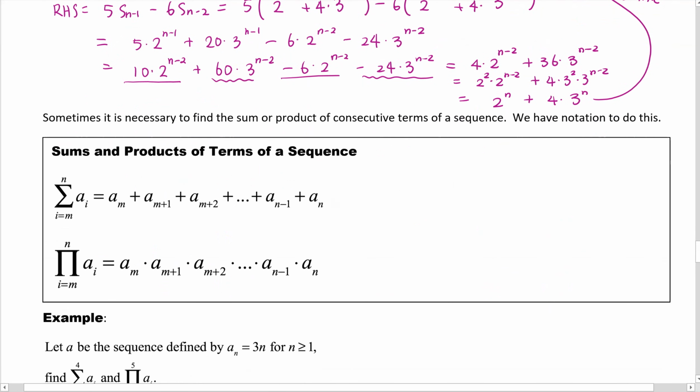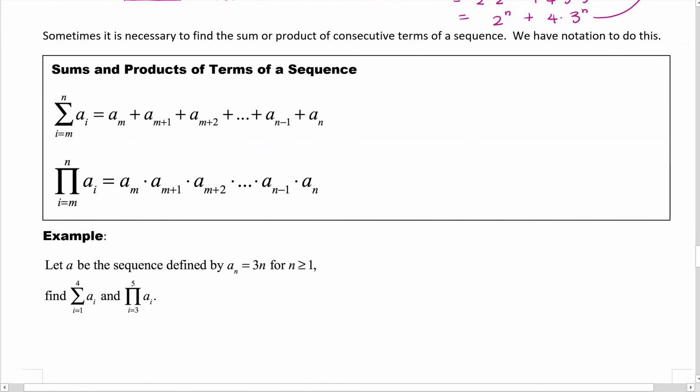Okay, let's continue. Sometimes it's necessary to find the sum or products of the consecutive terms of a sequence. So we have notation to do this: sums and products of terms of a sequence. For sums, we have the sigma, sum of i from m to n. This is the sum of the subsequence a sub m plus a sub m plus 1 plus and so on until we reach a sub n.